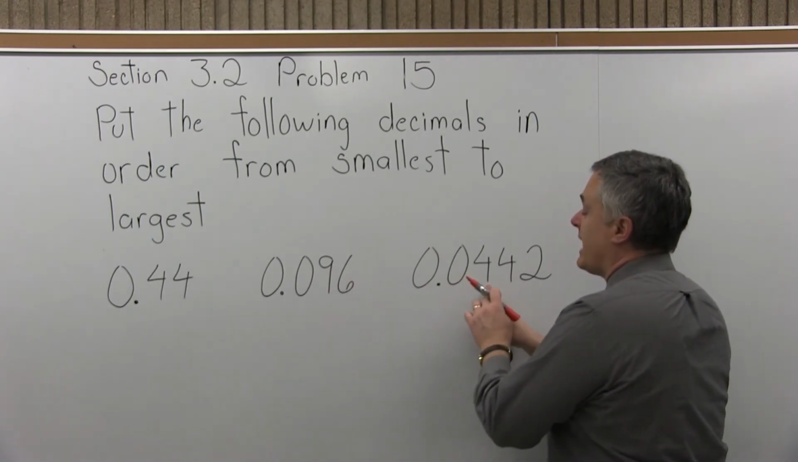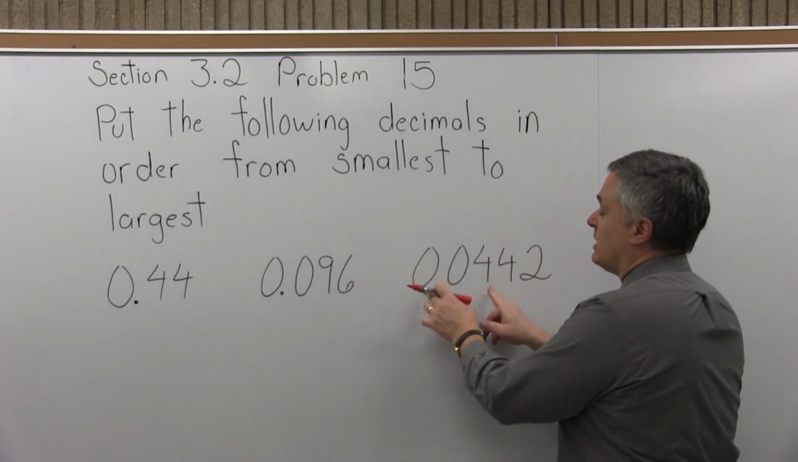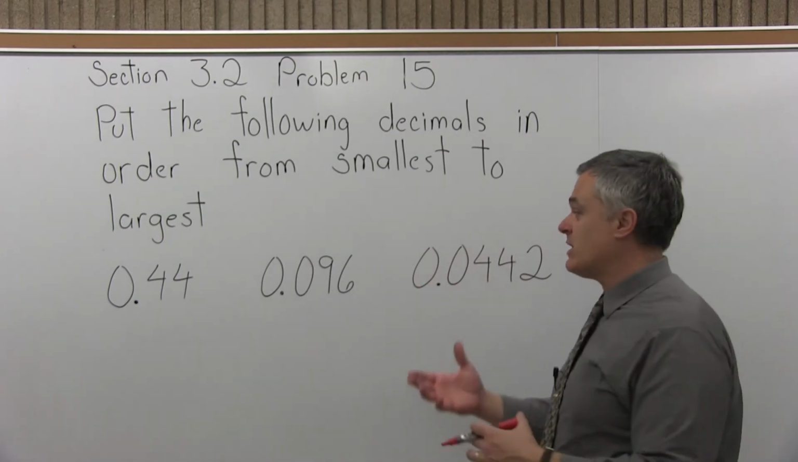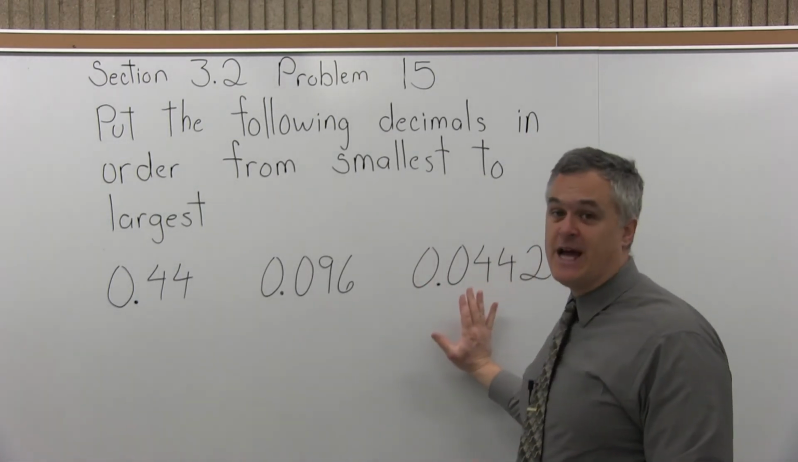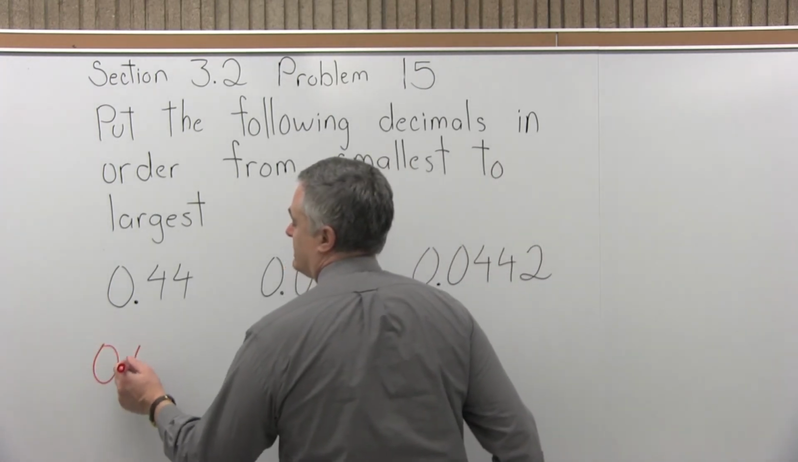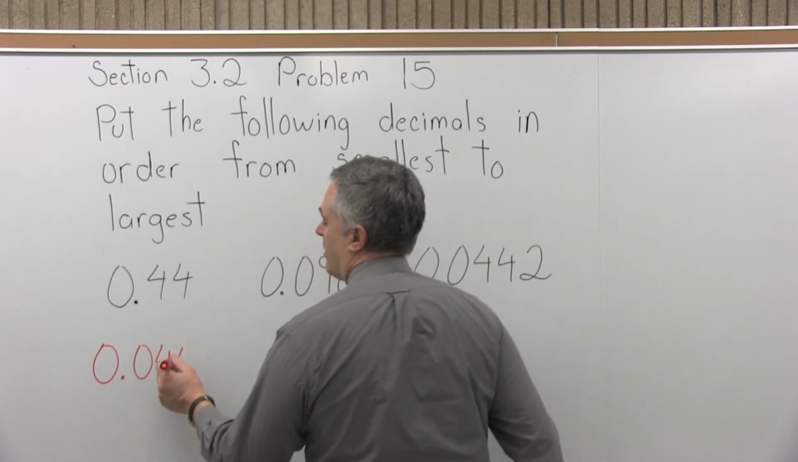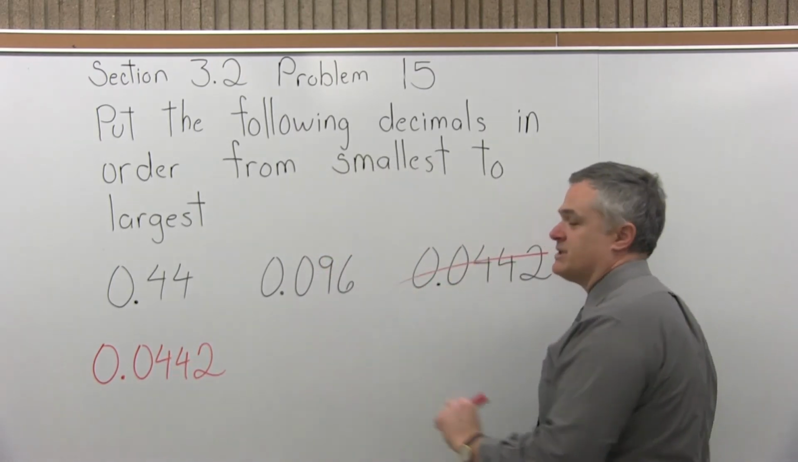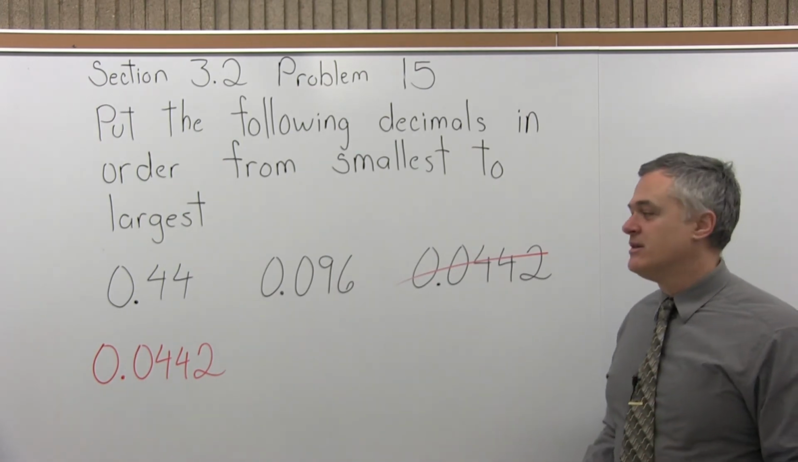4 is smaller than 9, so of the list, the smallest of all is the 0.0442. So if I want to list them from smallest to largest, that's the number I need to write first. So the first one I write is 0.0442. Now that I've determined where that number goes in the list, I'll cross it off. I don't need to deal with it anymore.